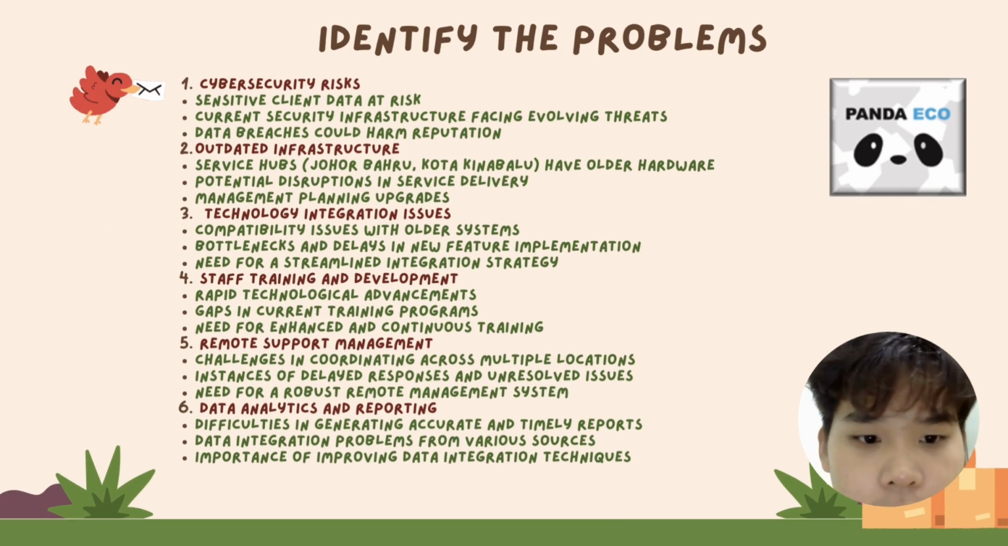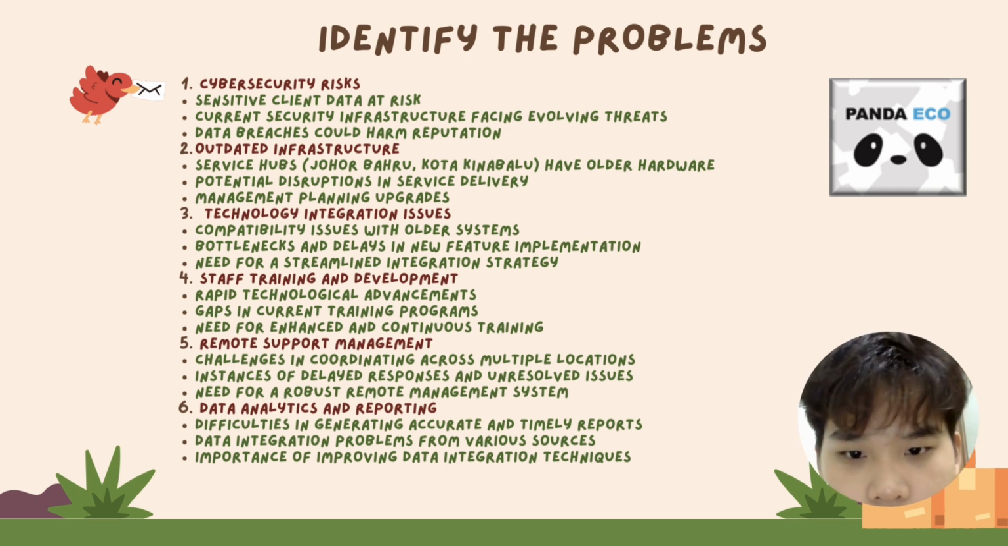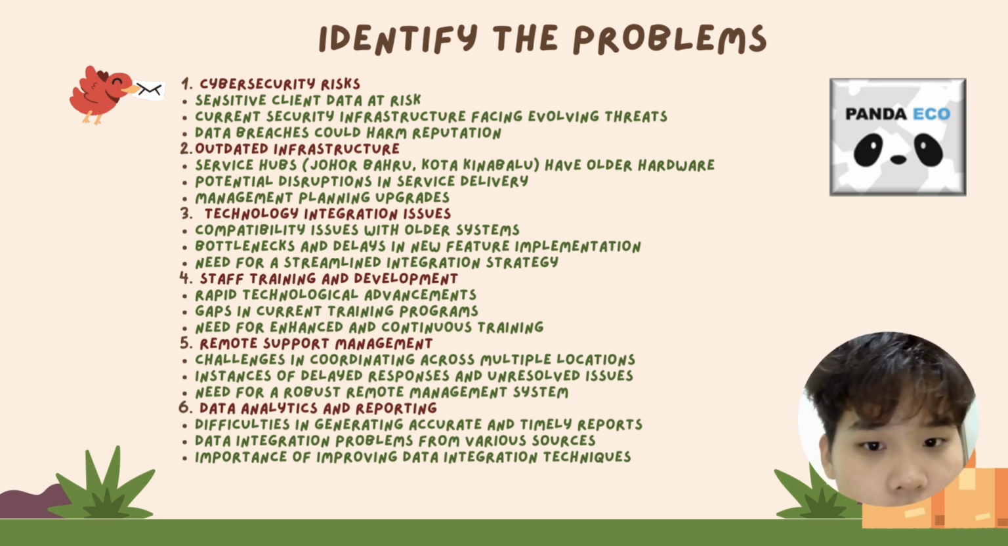Number one, cybersecurity risk. Sensitive client data is at risk, the current security infrastructure is facing evolving threats, and data breaches could harm the reputation. Number two, outdated infrastructure issues. Service hubs like Johor Bahru and Kota Kinabalu have older hardware, with potential disruption in service delivery, and also the management is planning upgrades. Number three, technology integration issues, compatibility issues with older systems, and delays in new feature implementations, and also the need for a streamlined integration strategy.